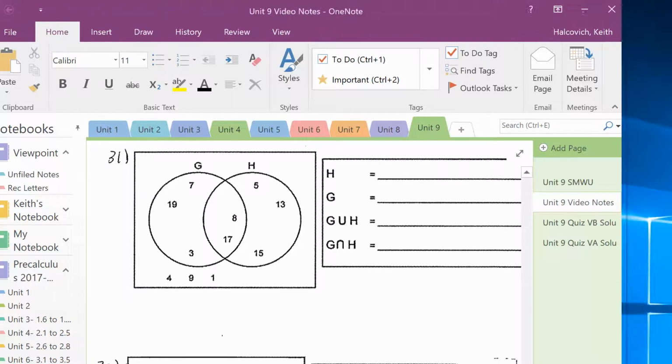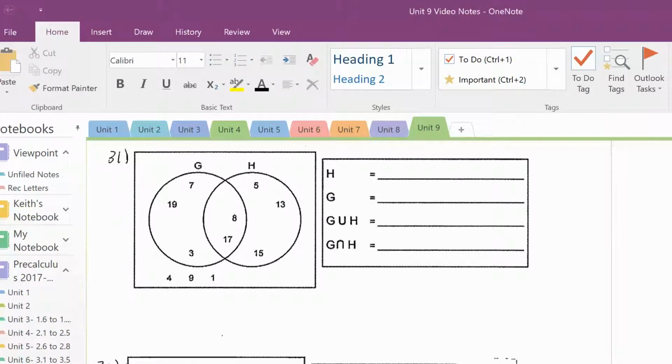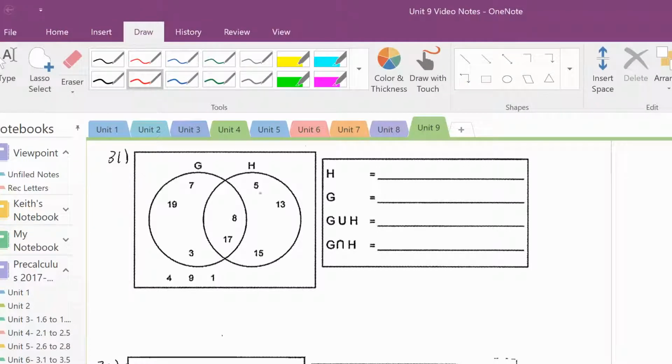Welcome to tonight's video on the Venn diagrams, and we'll start talking about matrices. So first of all, looking at a Venn diagram here, we can determine certain things. For example, we can determine what all the elements are in the circle H, the ones that are inside. We'll put them in numerical order: 5, 8, 13, 15, and 17. All the ones in the circle G: 3, 7, 8, 17, and 19.